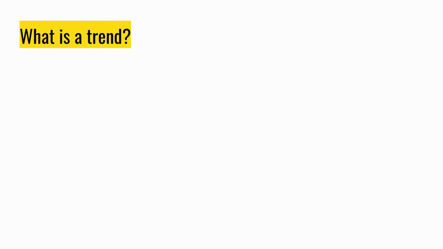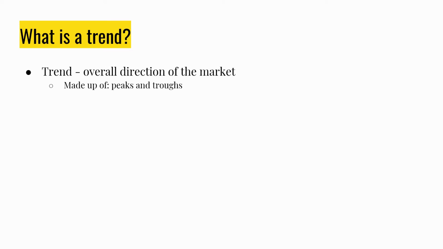Let's start off by defining what a trend is. A trend is defined as the overall direction of the market. Trends are made up of multiple peaks and troughs, and these multiple peaks and troughs combine into the overall trend. An uptrend is a type of trend that has a series of consecutive higher peaks and troughs. In simpler terms, this basically means the stock makes a higher high and a higher low.